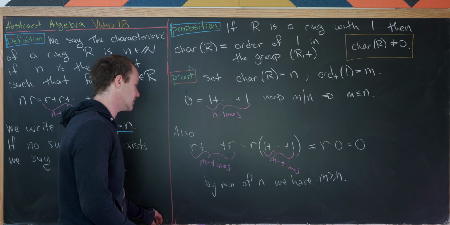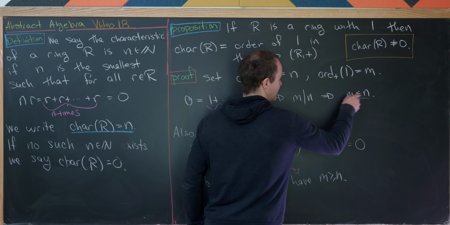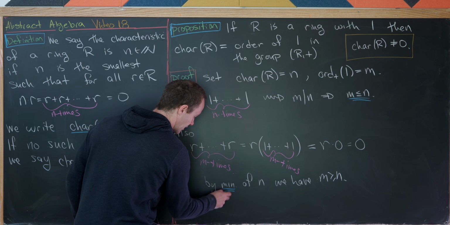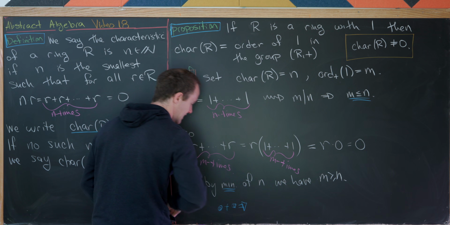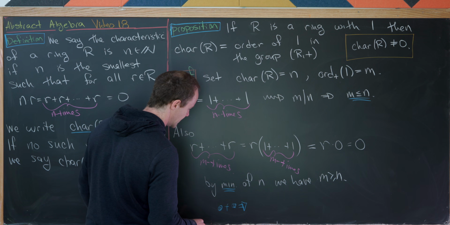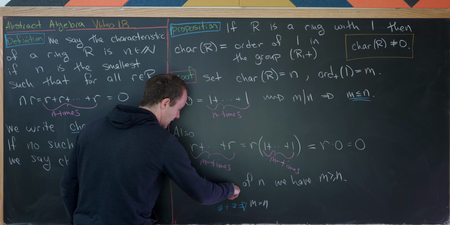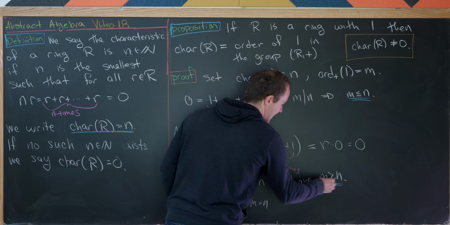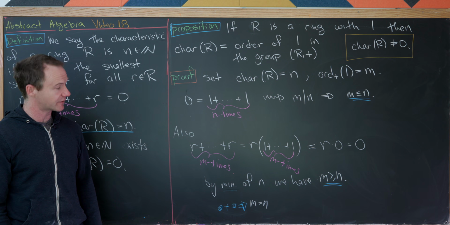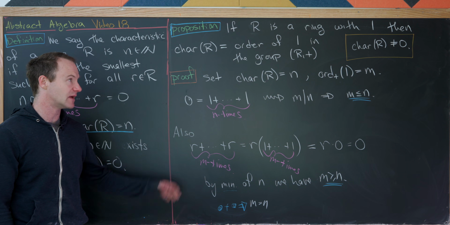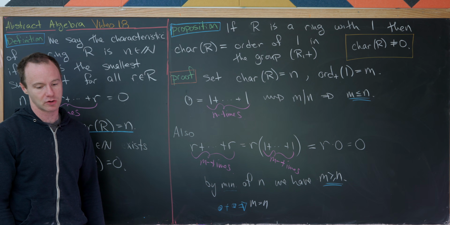Okay, so that's good. But now let's notice that this inequality together with that inequality will tell us that m is in fact equal to n. Oh, and I just realized that I underlined the wrong thing here. That should be that inequality. So we have m is less than or equal to n, and m is also bigger than or equal to n. That means they have to be the same, which is exactly what we wanted to show.